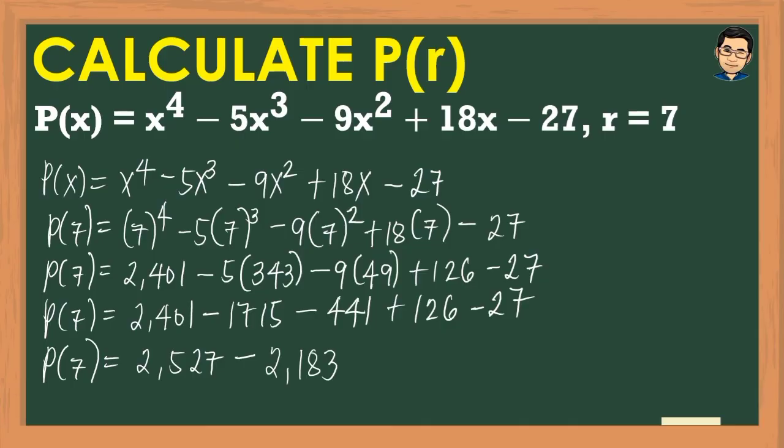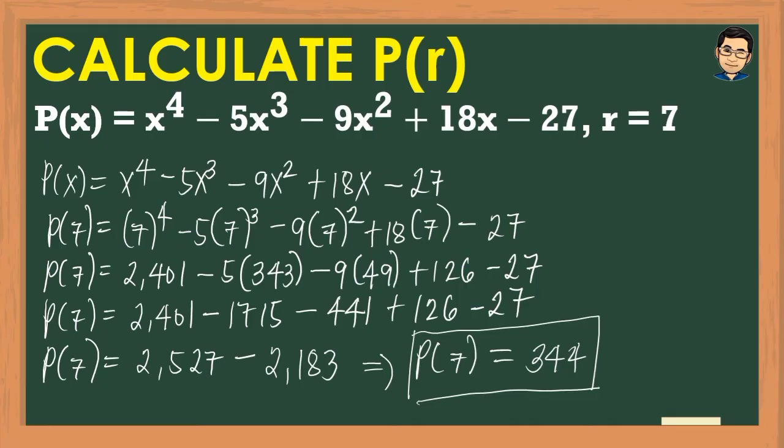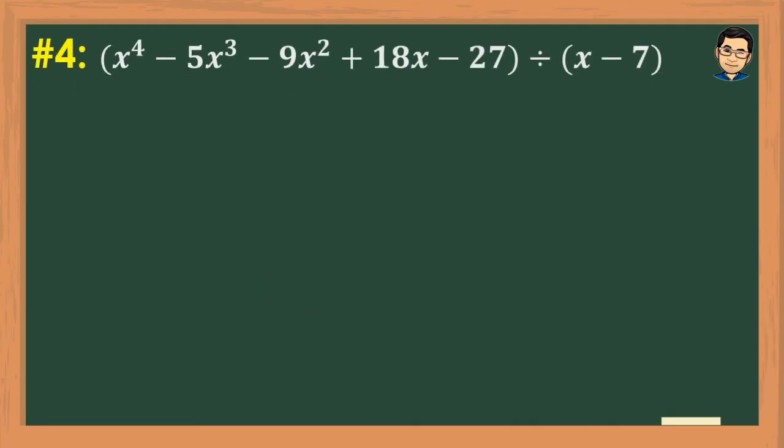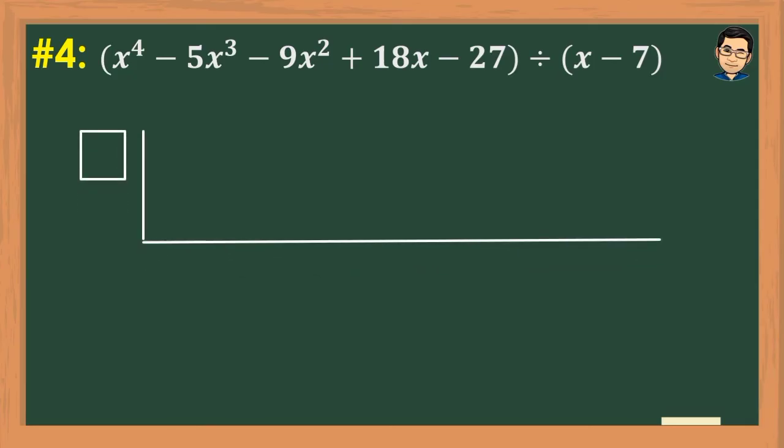So, yung last step lang po natin dito is to subtract. So, P of 7 is equal to 2,527 minus 2,183. And that is 344. So, ibig sabihin po, 344 is the remainder. And then, we'll use synthetic division. So, lista lang natin yung mga coefficients ng given polynomial.